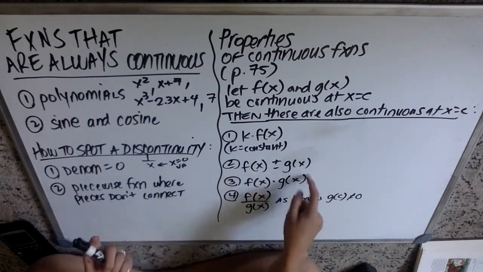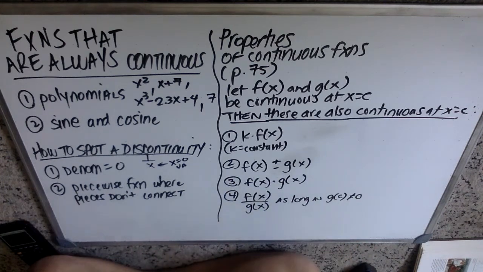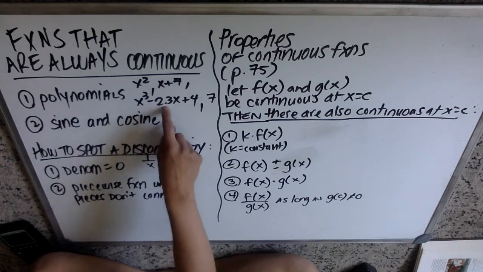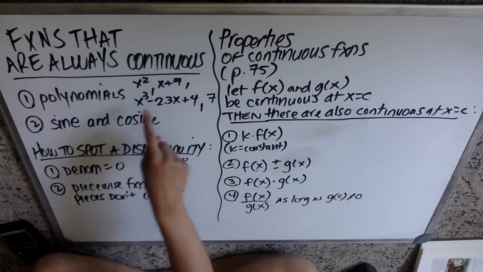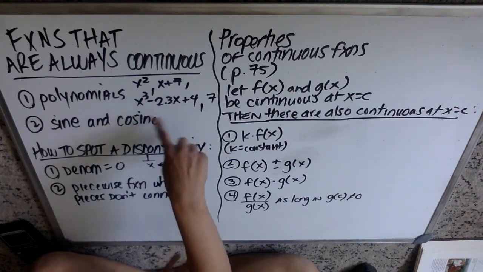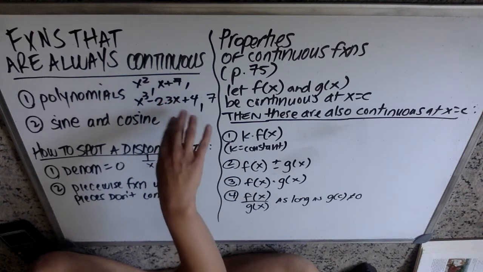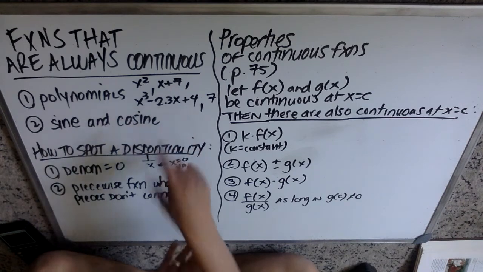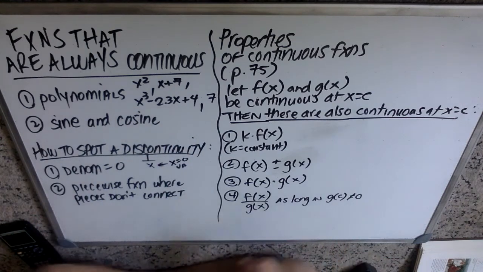If you have two continuous functions and you add them or subtract them, you're still going to get a continuous function. Well, this polynomial is a perfect example of that, because each one of these three pieces is continuous, right? X cubed is a polynomial, it's continuous. The 2.3x is a continuous function, and the 4 is continuous, and if you add or subtract them, they're also going to yield a continuous function.